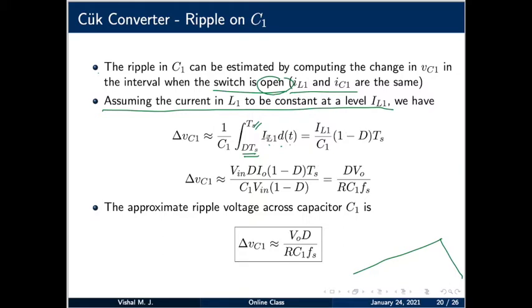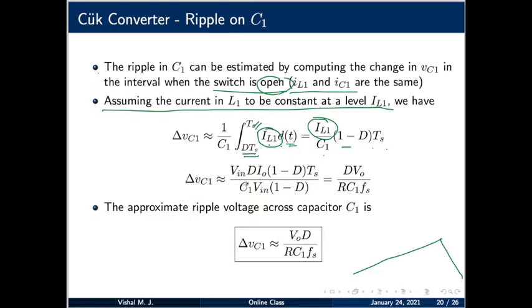So once you take IL1, which is approximated to be a constant, you can take it outside of the integration. So it becomes IL1 by C1, and once you integrate over the limits dt, you will get 1 minus d into Ts. So IL1 by C1 into 1 minus d into Ts. See, this is based on the assumption that IL1 is constant. In reality, it is not so, but for the sake of simplifying the calculations, we are taking this assumption.